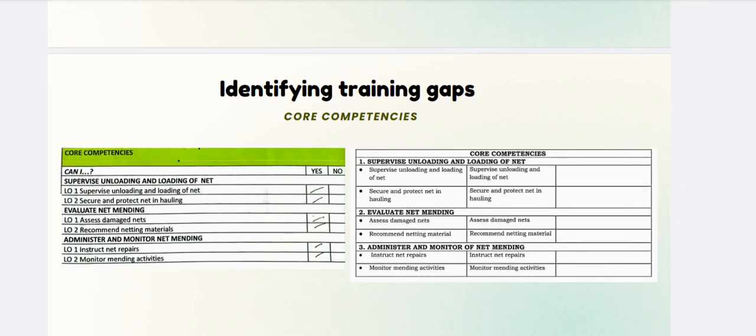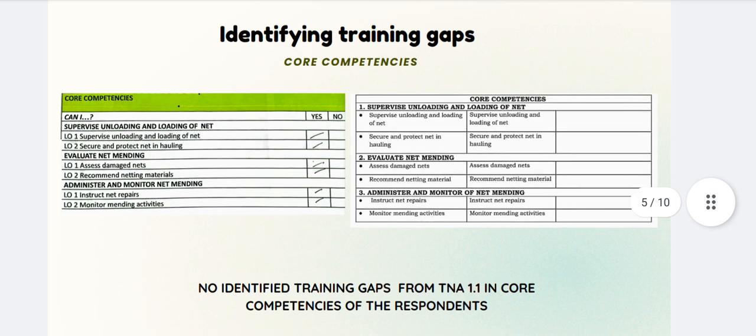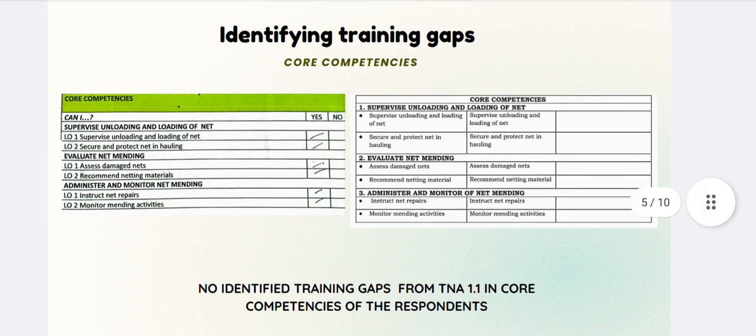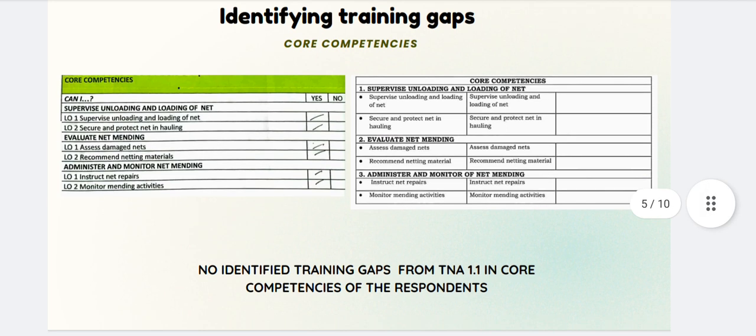Identifying training gaps in the core competencies. There are no identified training gaps from 1.1 in the core competencies of the respondent.